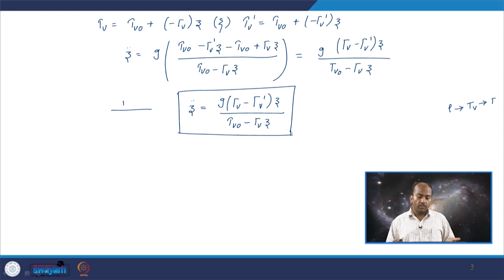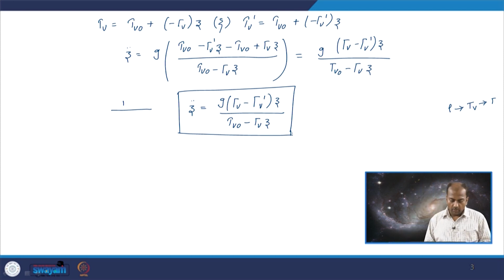So, if gamma V is greater than gamma V prime, what will Z be like? I mean, how do you write the analytical form of Z? Will the analytical form of Z change if gamma V is greater than gamma V prime, or if it is less than gamma V prime, things like that, right. So, in order to do that, we will make some more algebraic simplification.